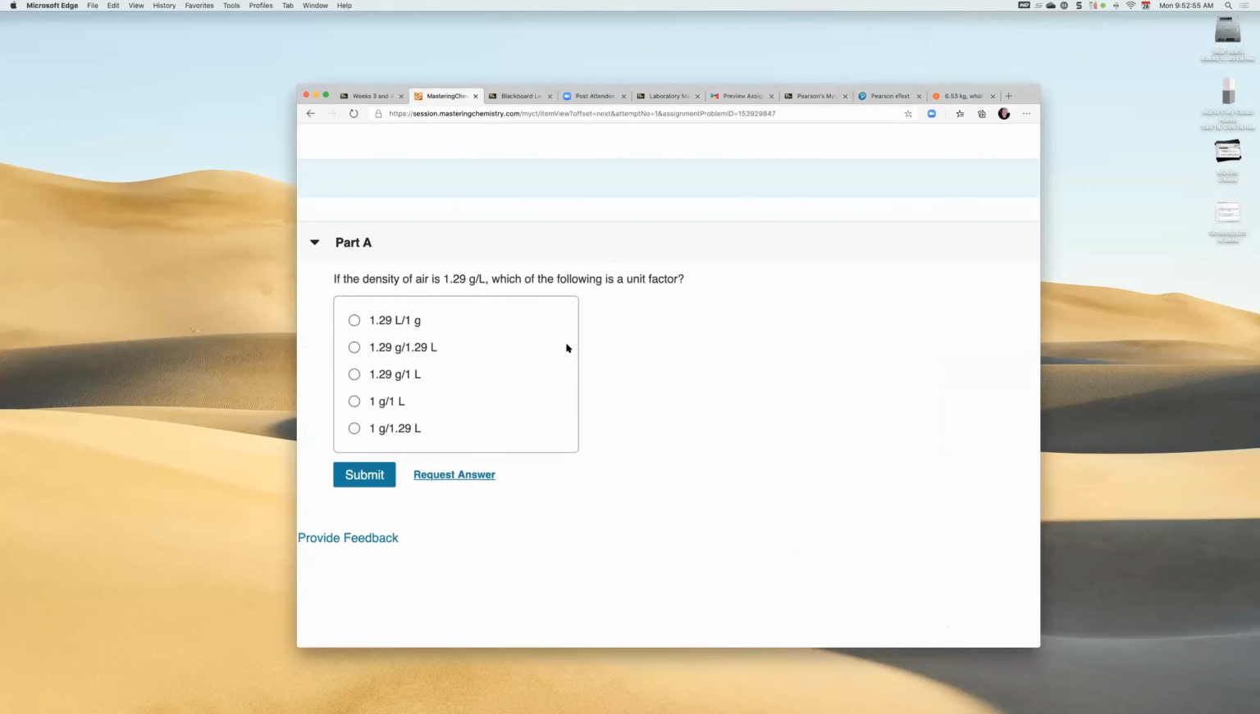Okay, so let's take a look at this one. This one looks a little tricky. If the density of air is 1.29 grams per liter, which of the following is a unit factor?